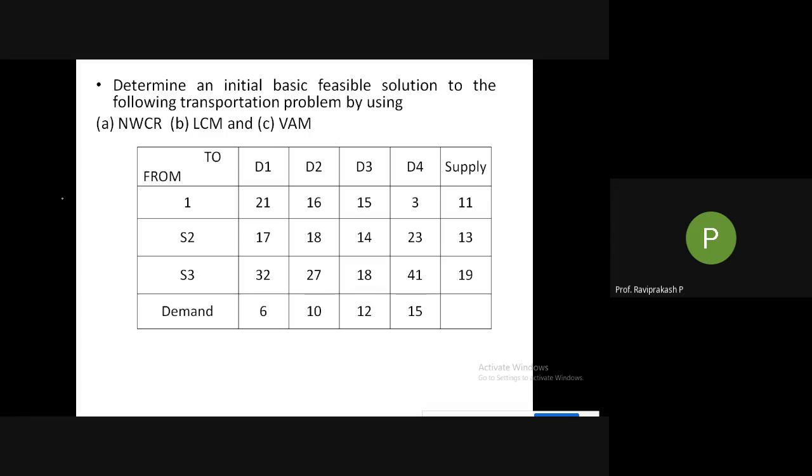So draw this and do it very quickly. We have 10 minutes to complete the class. I have not found out the answer for this, I want the answer from your side only. So the northwest corner method, what would be the answer? Then LCM, then VAM.